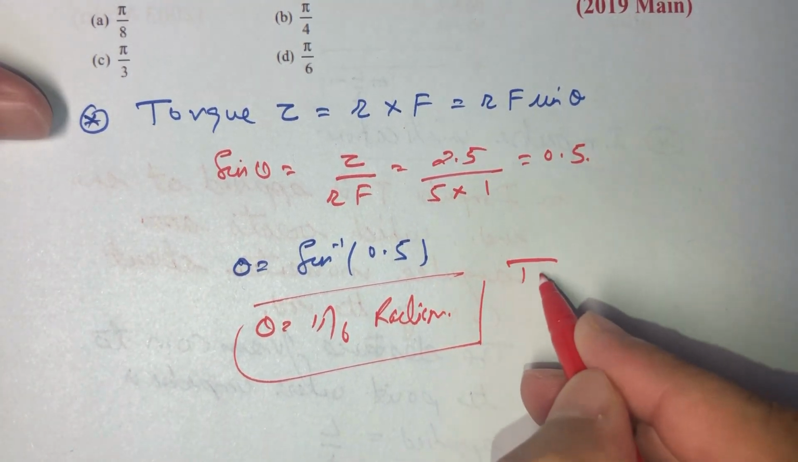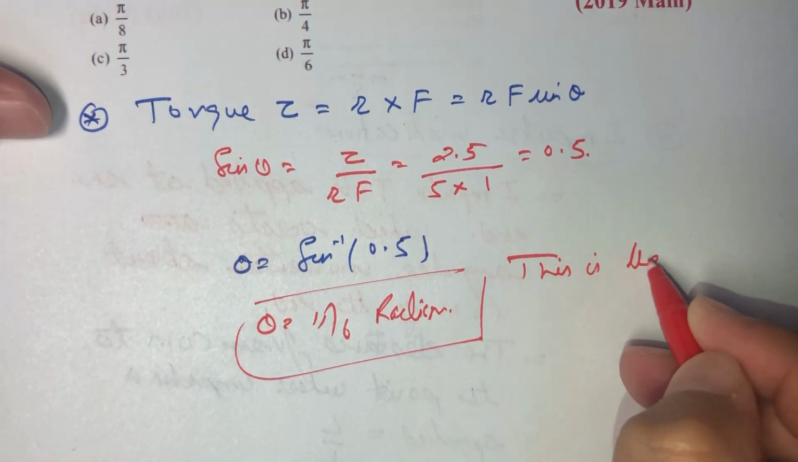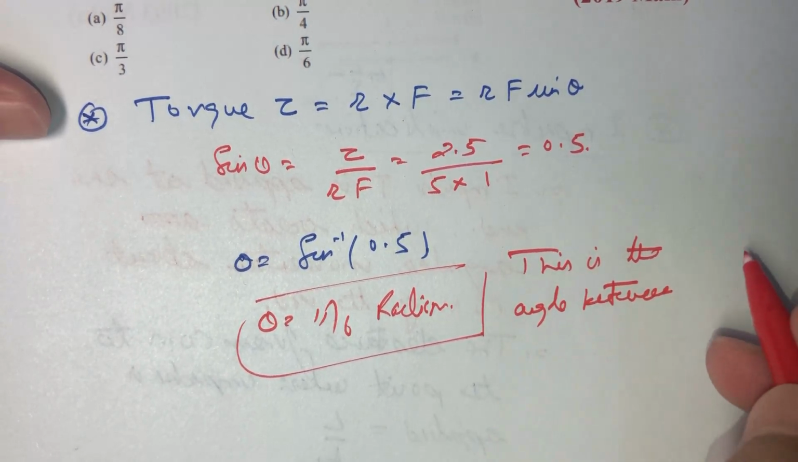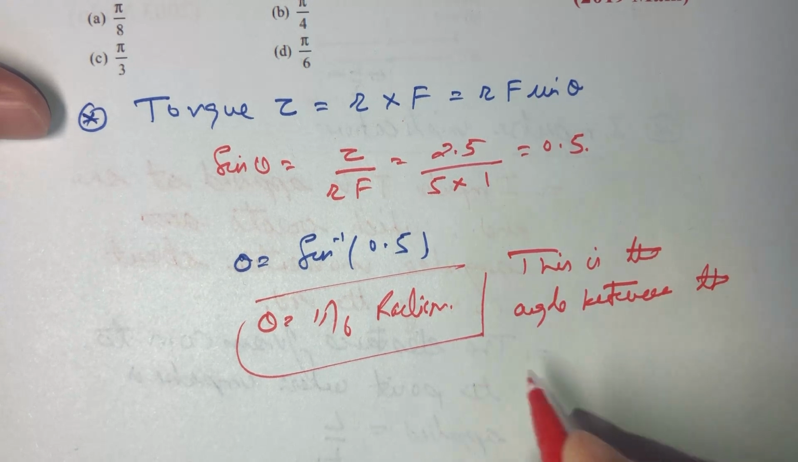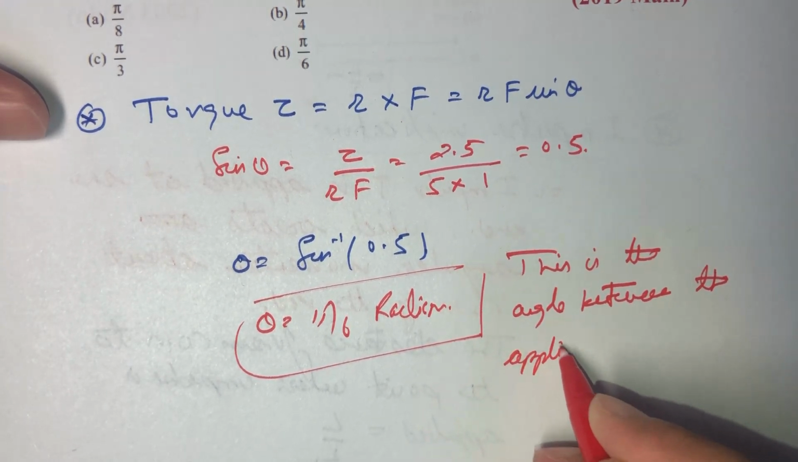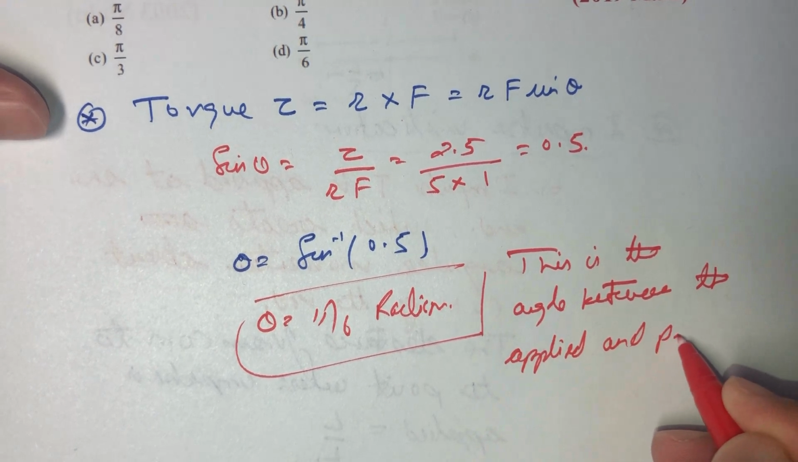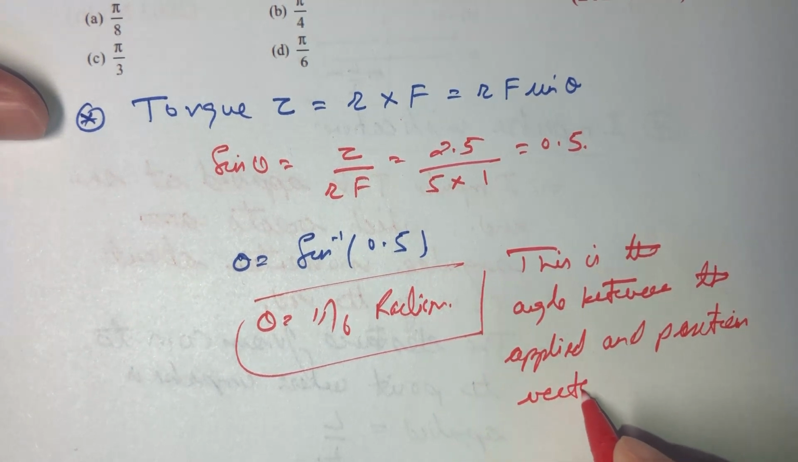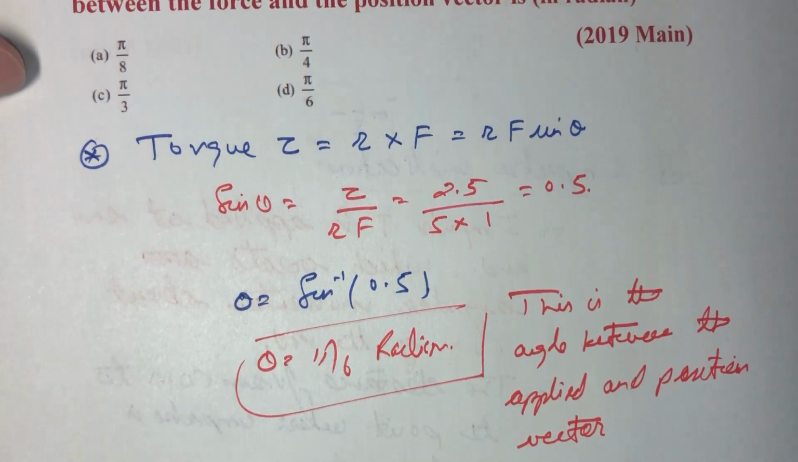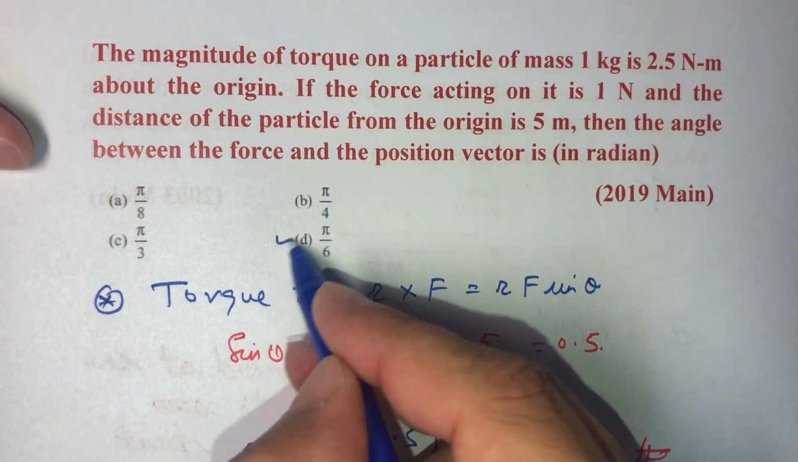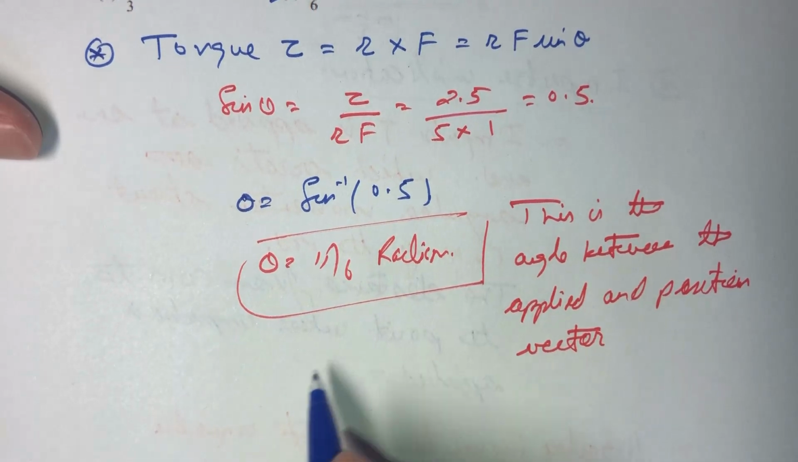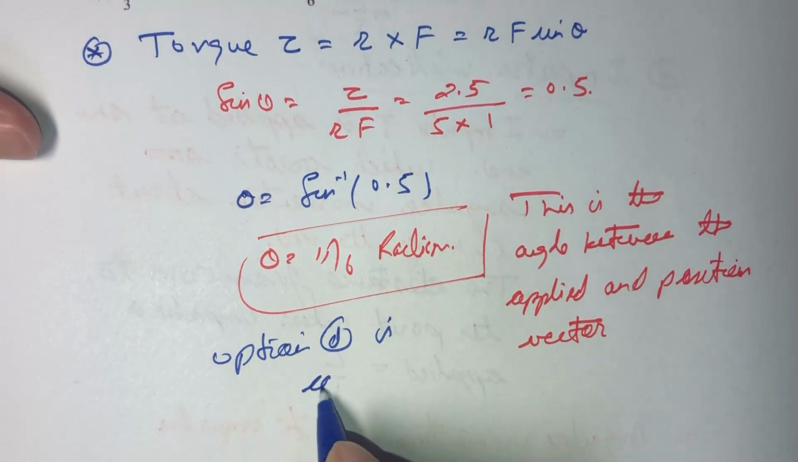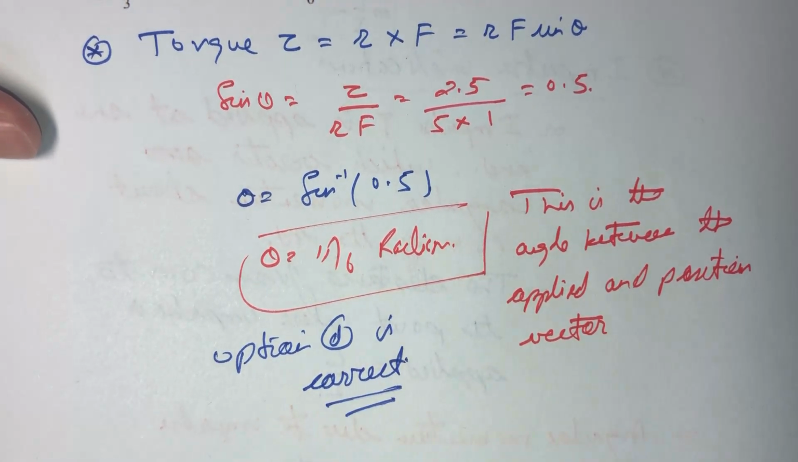So this is the angle between the applied force and position vector. From here we can say the option number D is the correct option. Option D is correct.